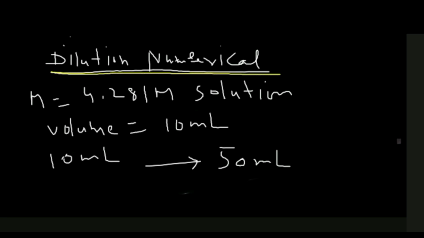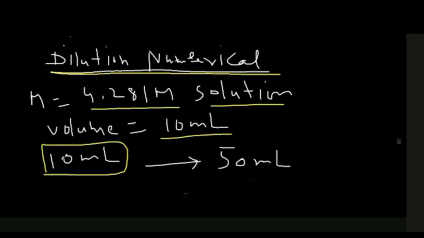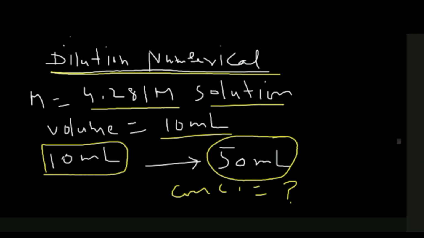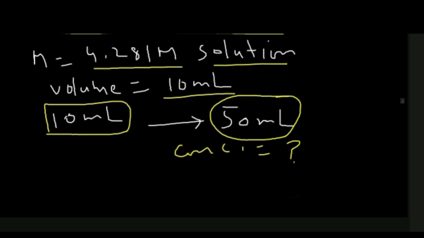Now this is the dilution numerical. We have a solution of 4.281 molar with a volume of 10 ml. If we dilute this solution from 10 ml to 50 ml, what will be its concentration? The moles of solute remain the same on dilution.